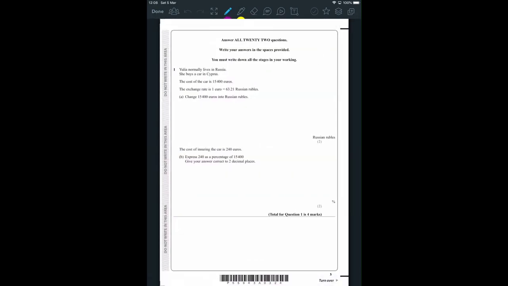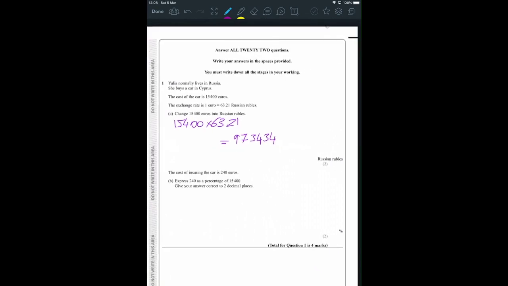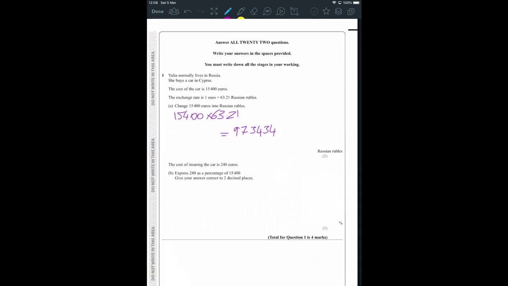Question 1. We have a conversion of units. We have the cost in euros and the cost in rubles. To convert that into rubles, we are multiplying by that conversion rate in our calculator. 15,400 multiplied by that 63.21. Now, the question does not give us any rounding. That came out as an exact whole number in my calculator, so I'm going to leave it as such.